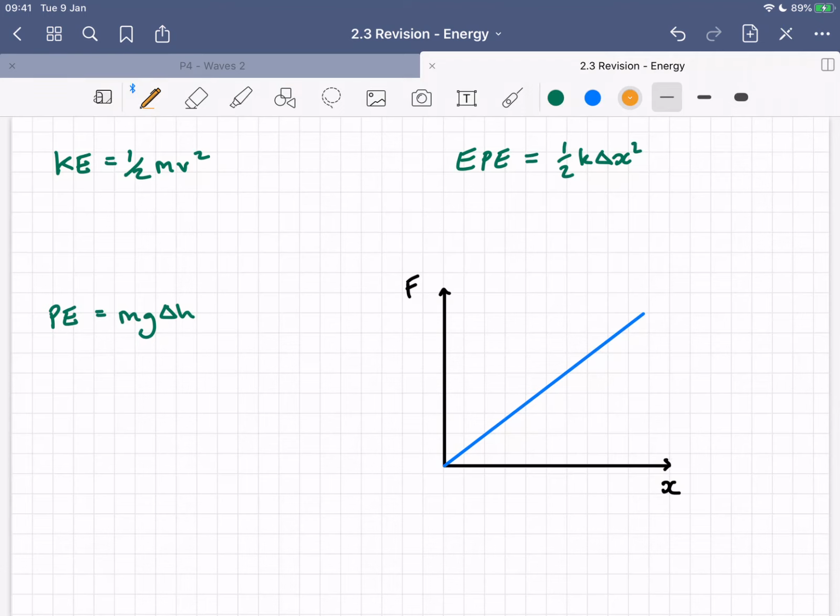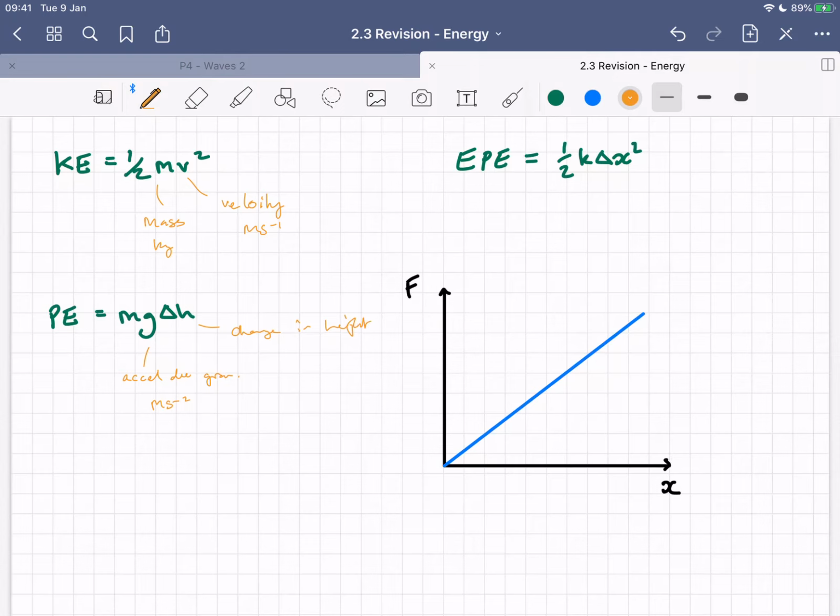Right then, some familiar equations here. We've got our kinetic energy equation, which we use all the time, and we've got our potential energy equation, which we also use pretty much all the time. I'm not going to do too much of these, just make sure you know the terms. M is mass measured in kilograms, v is velocity, which has to be measured in meters per second. M is the same, g is the acceleration due to gravity or gravitational field strength, in meters per second squared, and then delta h would be the change in height.